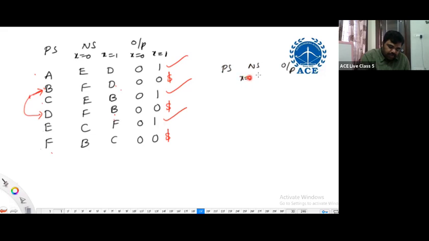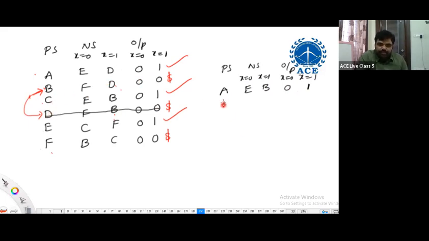So x equal to 0, x equals to 1, x equal to 0, x equals to 1. Then what can we write here? Wherever D is there, we need to write B. So E, B, then here it is 0, 1. I'm removing D. As I'm removing D, wherever D is there, I'm writing B because these two are same.